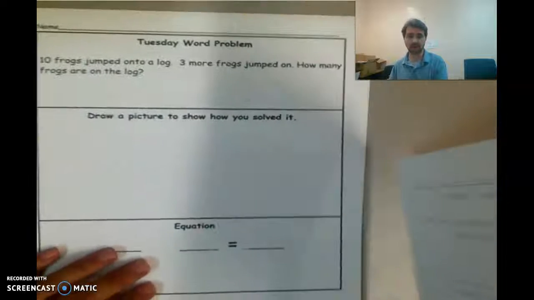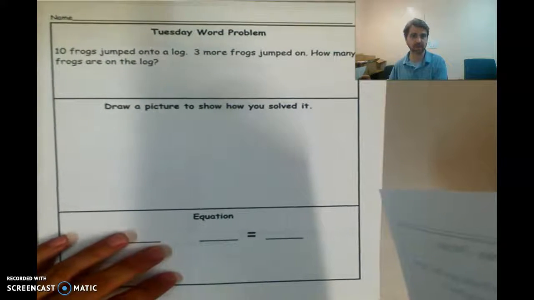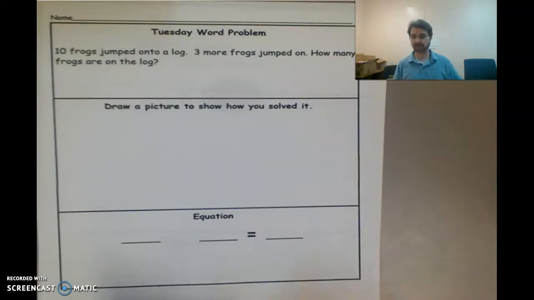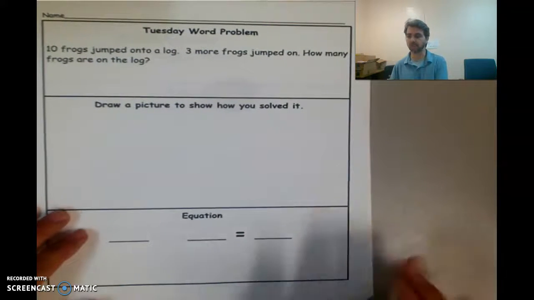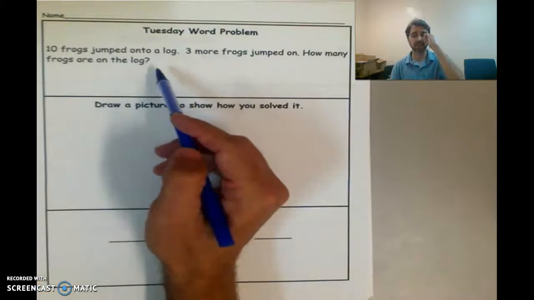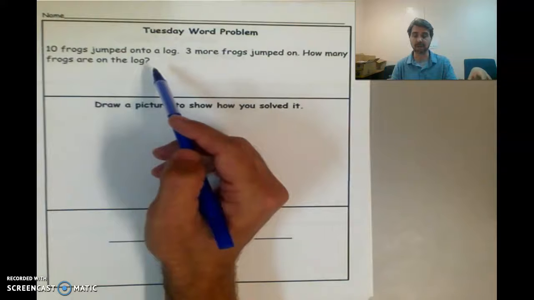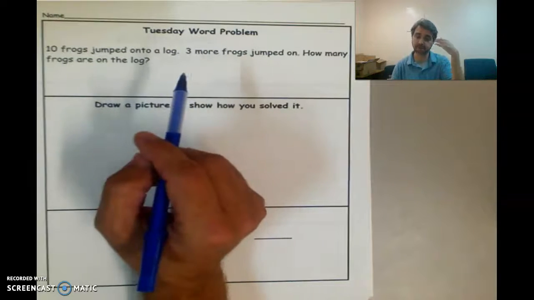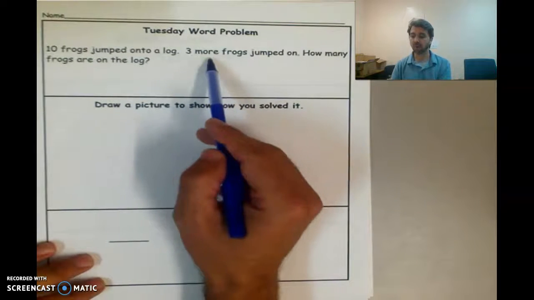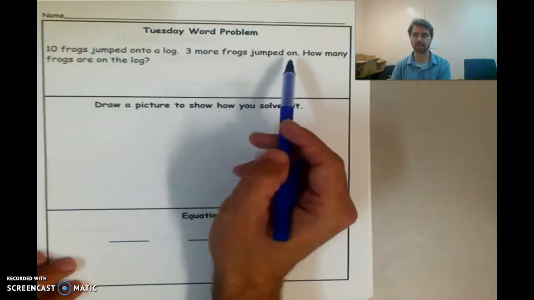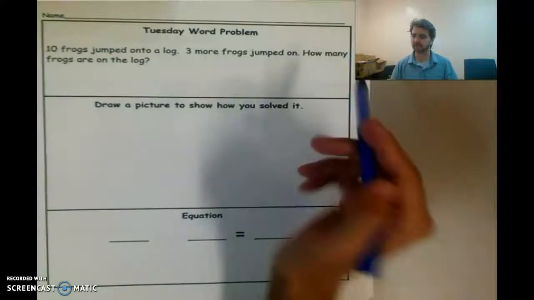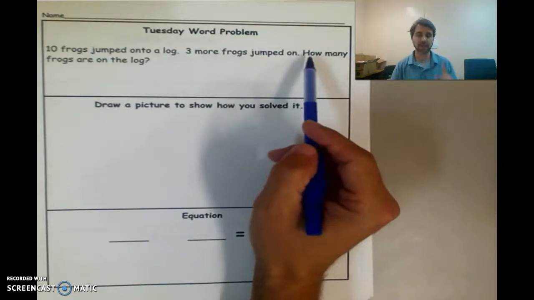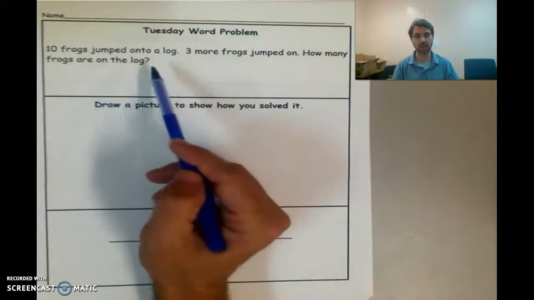I did promise frogs, and I'm going to deliver, so here we go. Once again, we have the number 10. We have 10 frogs jumped onto a log. So you can already imagine, there's a place I go walking sometime with my kids, and there is actually a log, and it's not frogs, but we see turtles on it. So maybe you're thinking about that. 3 more frogs jumped on the log. So like, oh, there was 10, and now there's 3 more, so there's more frogs. There's a lot of frogs on this log. And it runs. So the question, how many frogs are on the log?